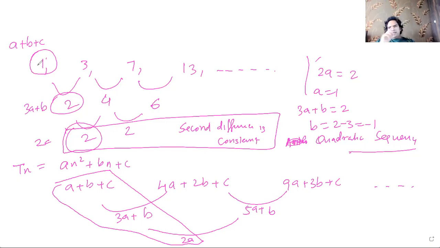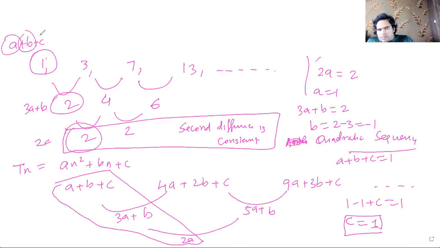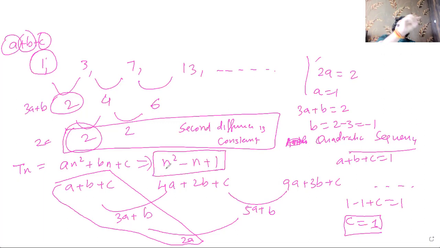Now, the third one: a plus b plus c is 1. If I take a as 1, then 1 minus 1 plus c is 1, so c is 1. So my nth term expression, now that a is 1, b is minus 1 and c is 1, will be n squared minus n plus 1. This will be the nth term formula for this given quadratic sequence. So this is how you do sequences for the basic international math type questions.